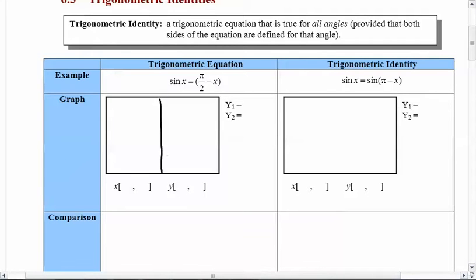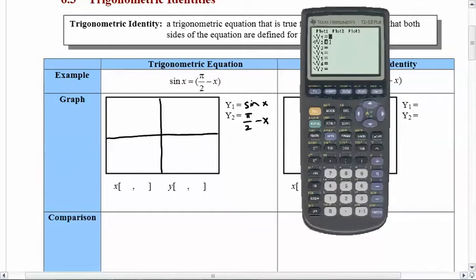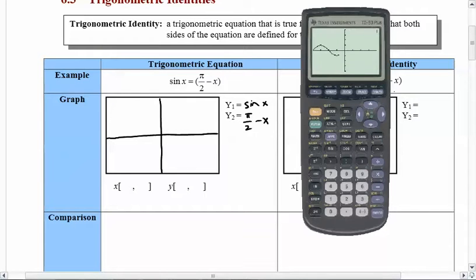Now, in order to do this, we could solve this problem by graphing the left-hand side as well as the right-hand side of the equation. Let's just try that out on the graphing calculator right now. Go to my graphing calculator and I graph sine x as well as pi over 2 minus x. I'm looking for where those two graphs cross.